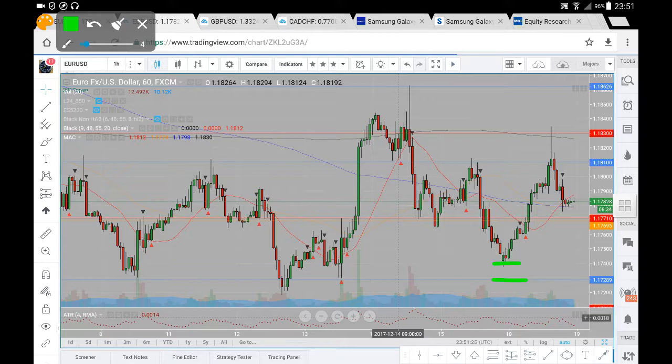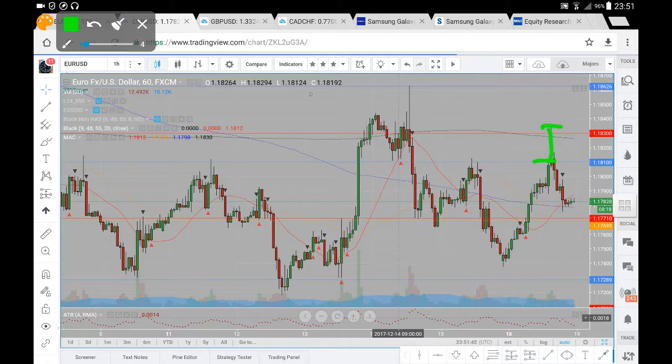We turned around in around 1740. We didn't quite get down to the 1728, so potentially this is a higher low there. But the move to the upside, again, we were looking to see if prices reacted at 1810. So we came up to 1810 with a lot of momentum.